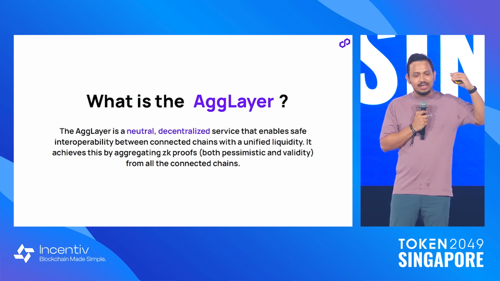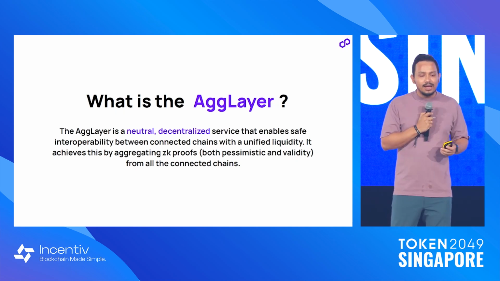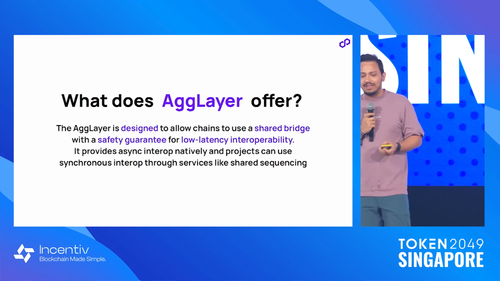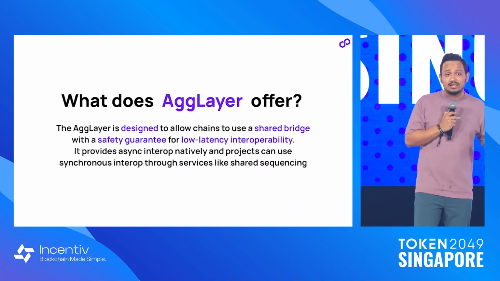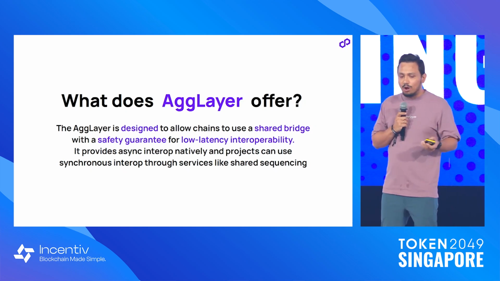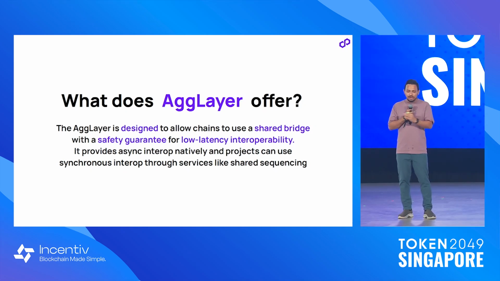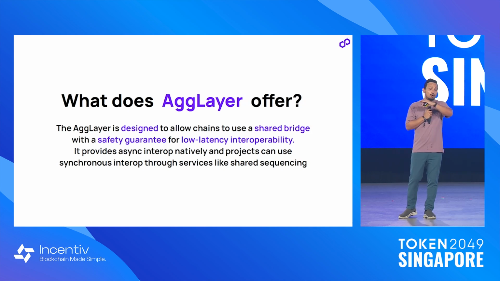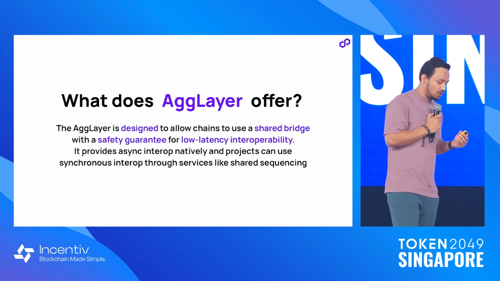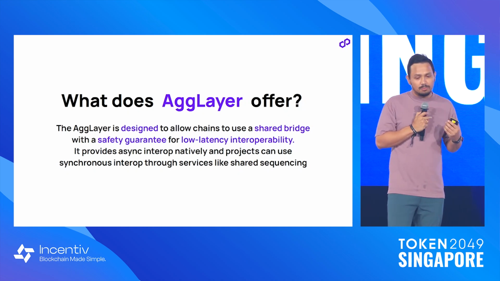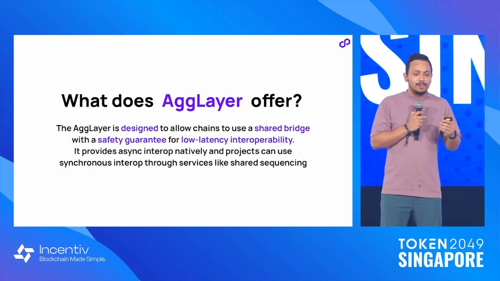That USDT smart contract exists on all the chains. And that is what we are building with Ag layer. It's obviously under the hood. There's a lot of engineering. It's like years and years of research. But this is allowed essentially on a little bit technical level. It allows the chains to use a shared bridge with a safety guarantee for all the chains, and obviously a low latency interoperability.